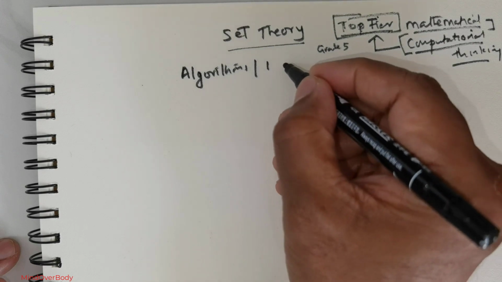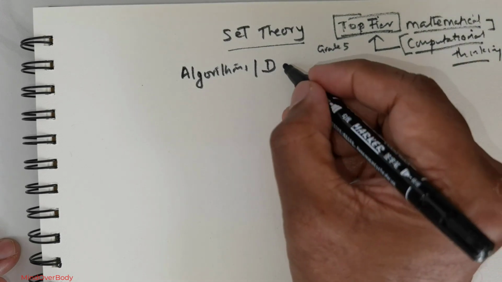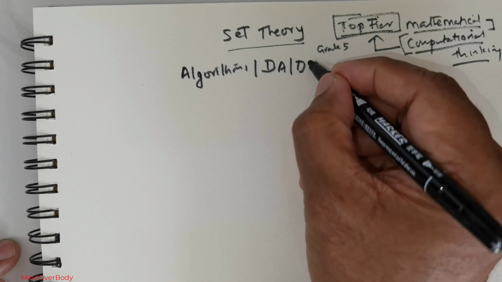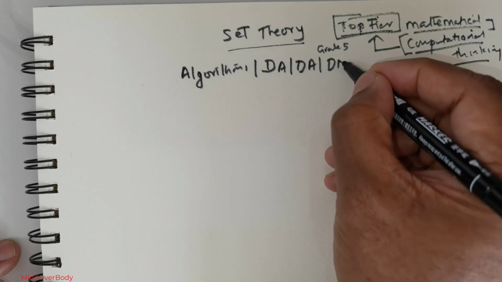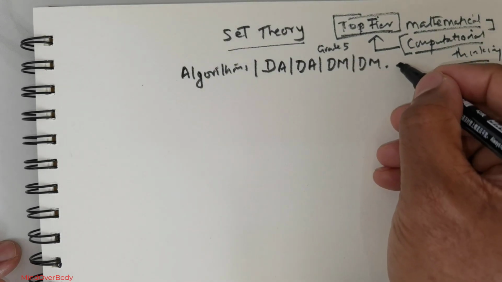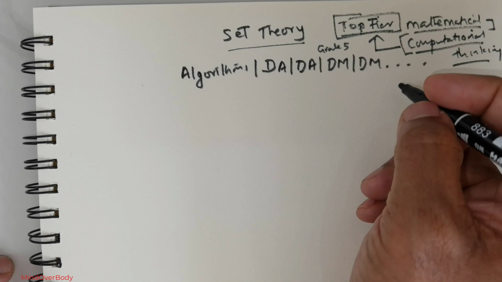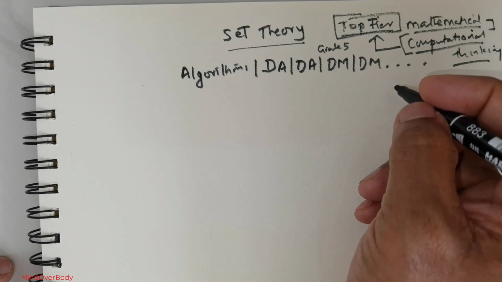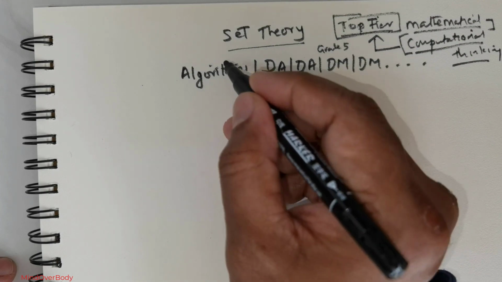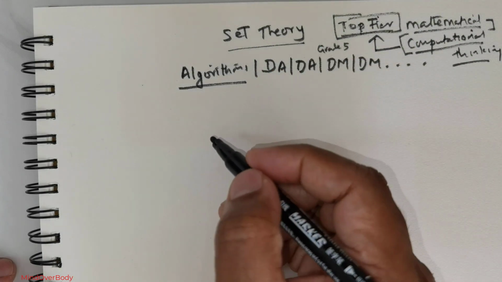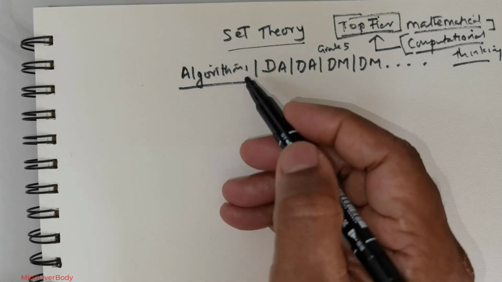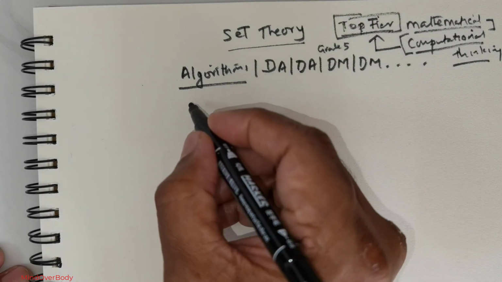and in data analysis, data analytics, data mining and data manipulation, and the line goes on, so on and so forth. So it is really important that you get a grasp and hold on set theory. Now you might be wondering, in algorithms, where exactly does set theory play a vital role?